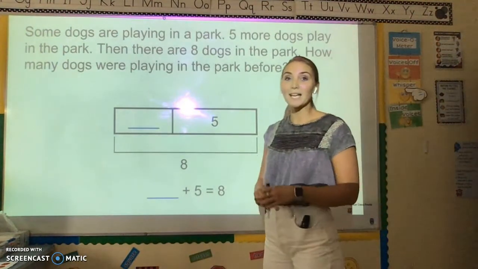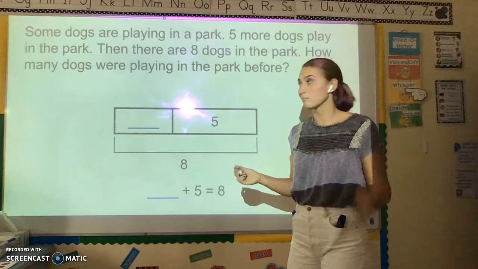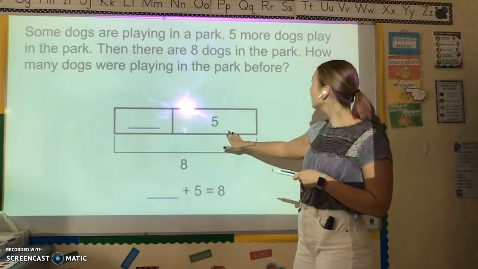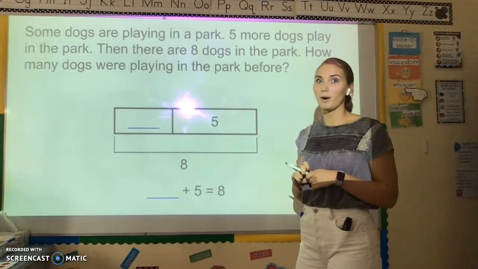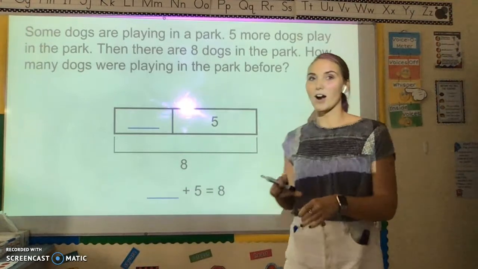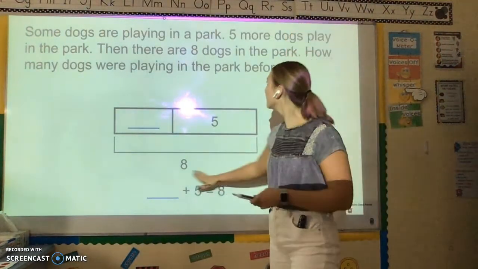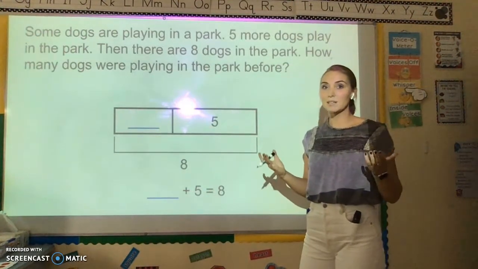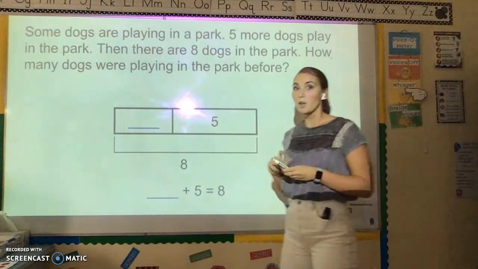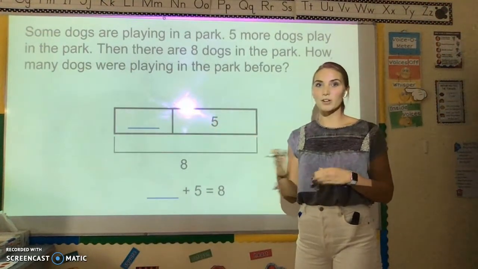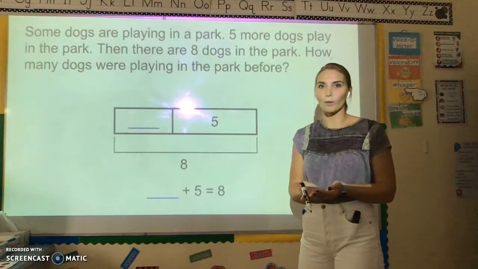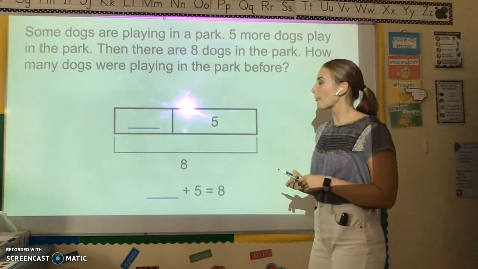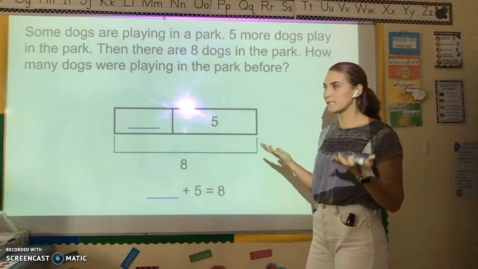Some dogs are playing in the park. How many dogs? Some dogs, we don't know yet. 5 more dogs play in the park. There are 8 dogs in the park. How many dogs were playing in the park before? So, am I looking for a part, boys and girls, or am I looking for the whole? I am missing a part. So, how am I going to find the missing part?